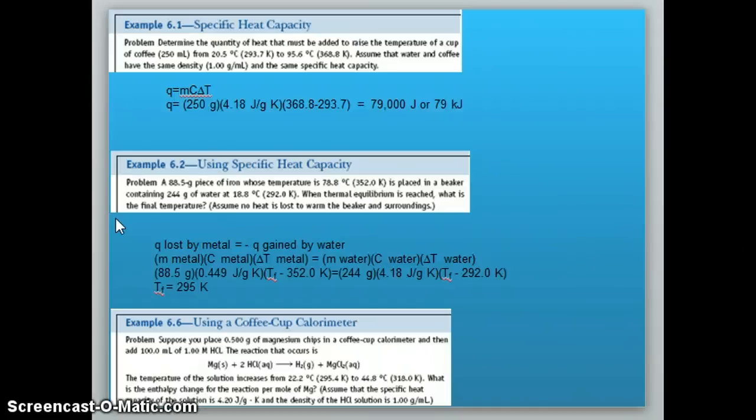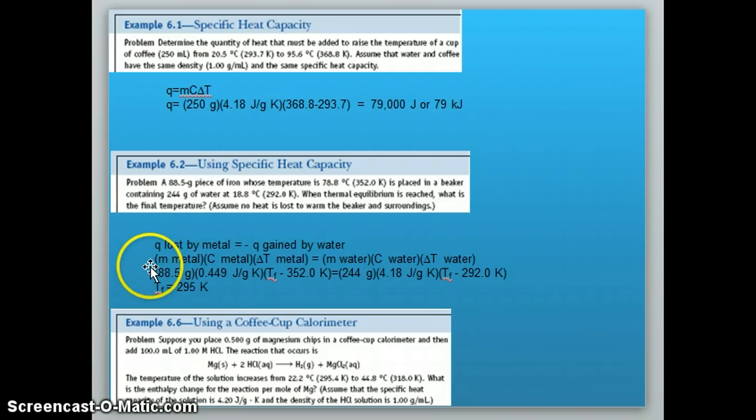All right, so basically what happens is when you put this hot iron in this cold water, the iron will release its heat to the water, and eventually they'll both come to the same temperature. So you could think of it this way: the heat or the energy that's lost by the metal is going to be equal to the energy gained by the water. And you just have to remember to change the sign on one of those values so that the math works out. All right, so how do you calculate Q?